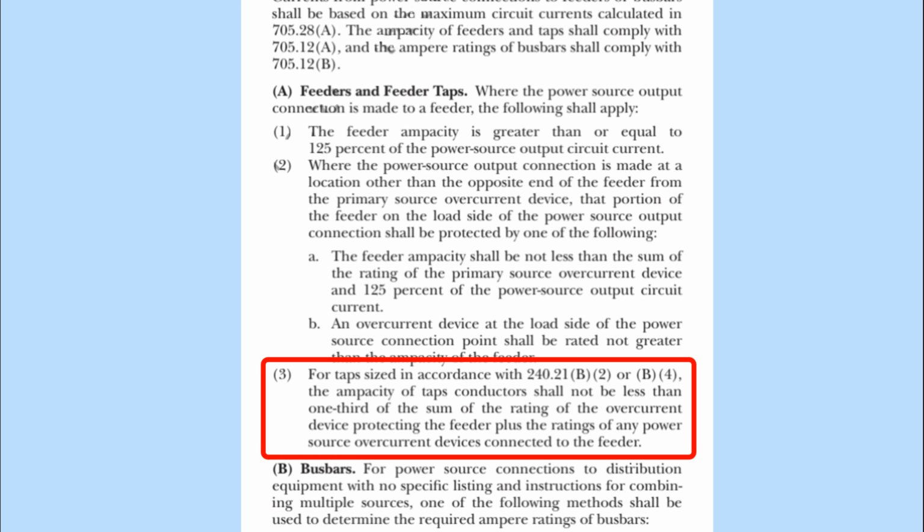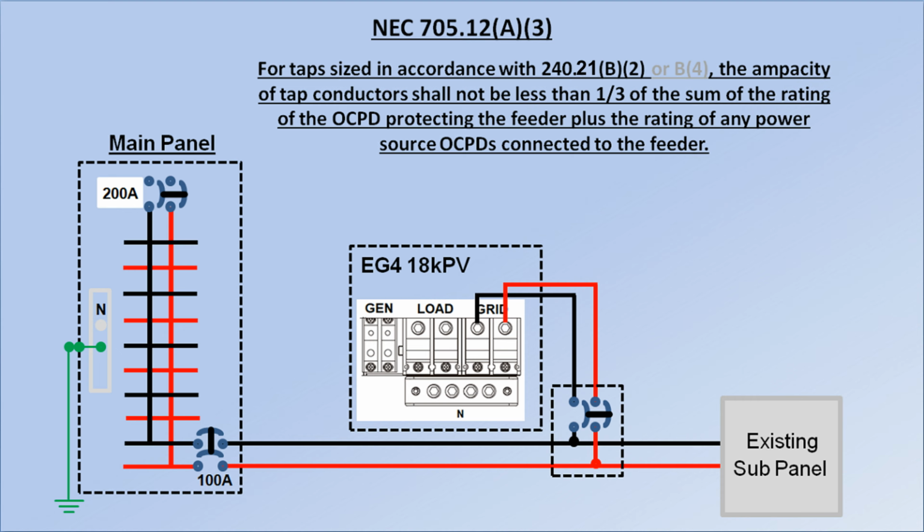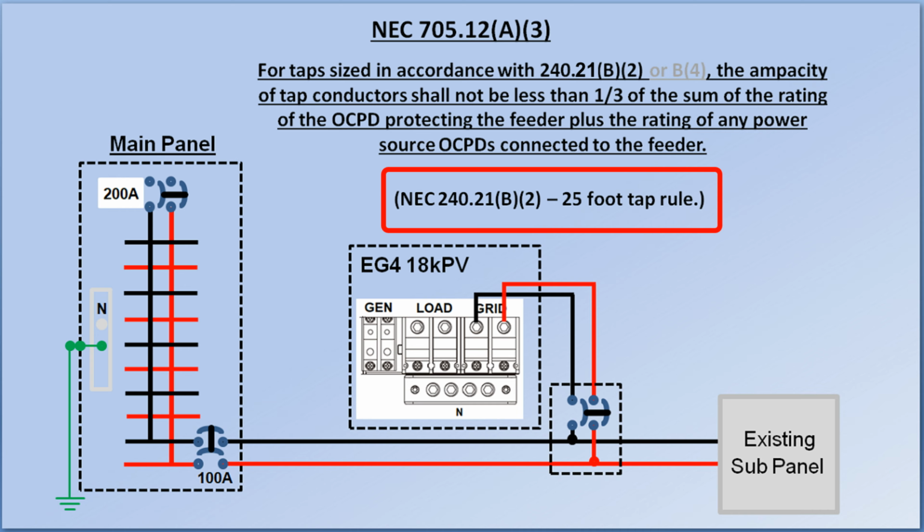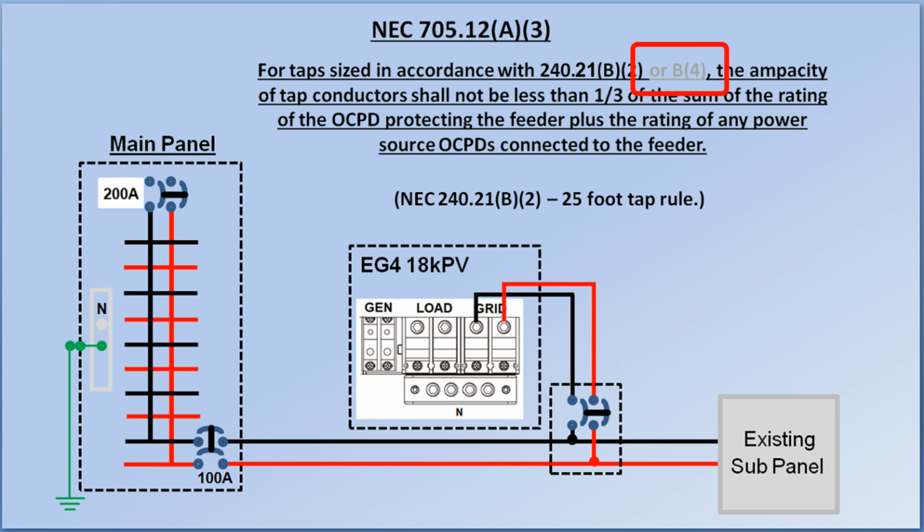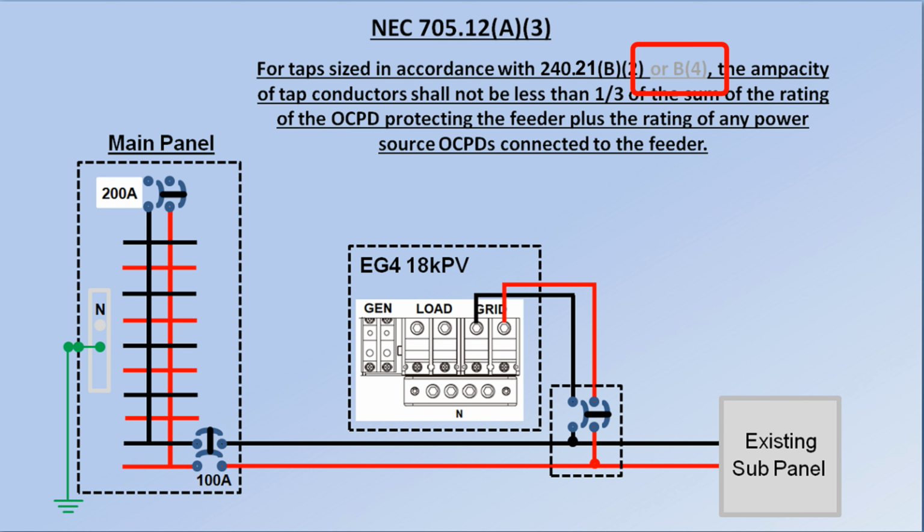705.12(A)(3). For taps sized in accordance with 240.21(B)(2) or (B)(4), the ampacity of tapped conductors shall not be less than 1/3 of the sum of the rating of the overcurrent device protecting the feeder, plus the rating of any power source overcurrent devices connected to the feeder. If you're not familiar with taps, I published a video about the 25-foot tap rule that will get you up to speed. That's what 240.21(B)(2) defines. I grayed out the text referring to (B)(4) because I'm considering it outside the scope of this video.